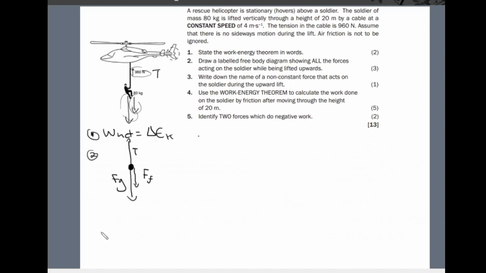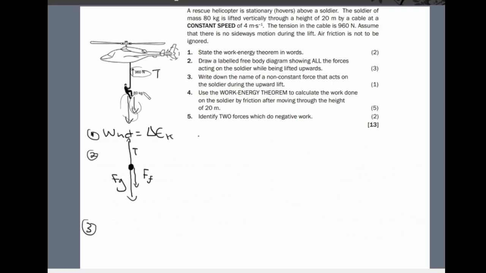And then question 3: write down the name of a non-constant force that acts on the soldier during the upward lift. So if we check this, the soldier is being pulled up at a constant speed by a cable, right? So we know it probably means the tension force is constant throughout until the soldier gets to the helicopter.